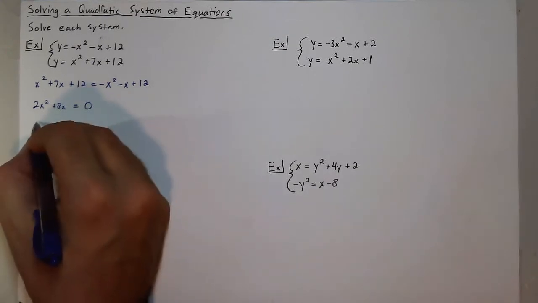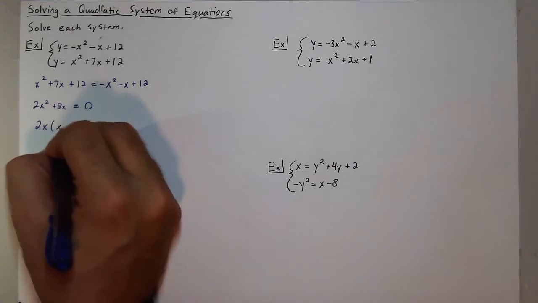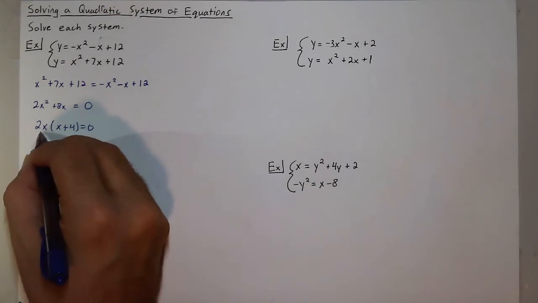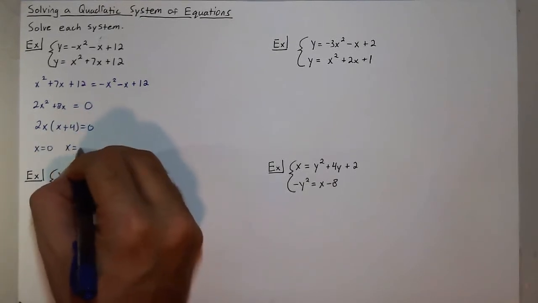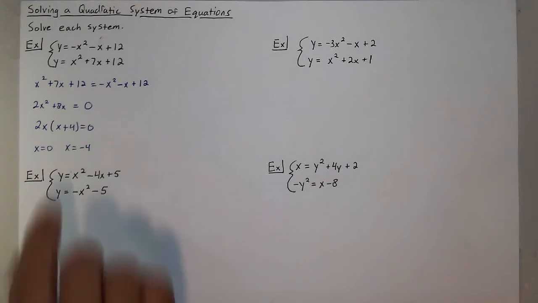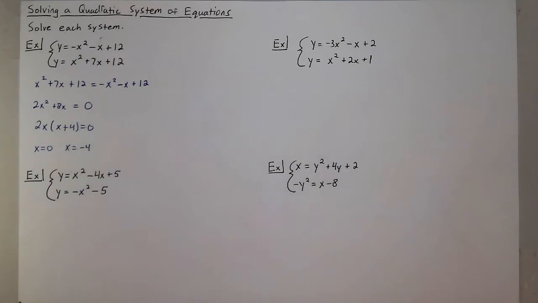We'll find a common factor, 2x, and we'll have 2x times x plus 4. And our two solutions will be x is equal to 0 for the 2x, and x is equal to negative 4 for the x plus 4, which we are not done, since these are just the x coordinates of the solutions to the system. So we need to find the y.